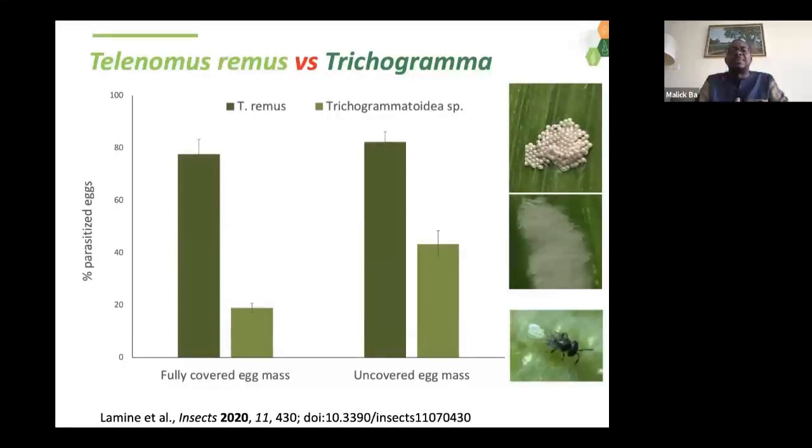And we have also been comparing the effectiveness of Telenomus and Trichogramma. You can see here that the Trichogramma species that we have in my place was less effective than Telenomus for parasitizing the eggs that are fully covered by scales. If you are familiar with egg masses of fall armyworm, you may remember that some of the egg masses are fully covered with scales, compared to some that are not fully covered. So Trichogramma is able to parasitize the eggs that are not covered, while Telenomus can parasitize both. So Telenomus is more effective in parasitizing egg masses of the fall armyworm as compared to Trichogramma, the species that I have been dealing with.